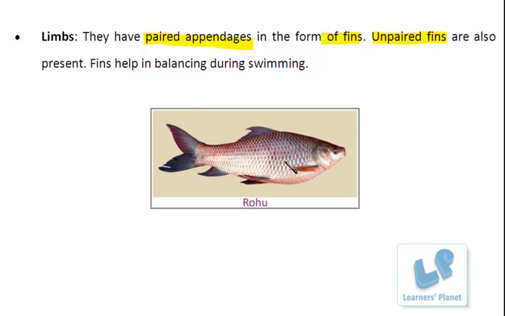Fins are basically helping in maintaining balance during the swimming process. You can see where these fins are present: in the dorsal position as well as in the ventral location, and there are some pelvic and pectoral fins also, and some have the caudal fin also. So they have different types of appendages which may be paired or unpaired, and more than a single pair may also be present.